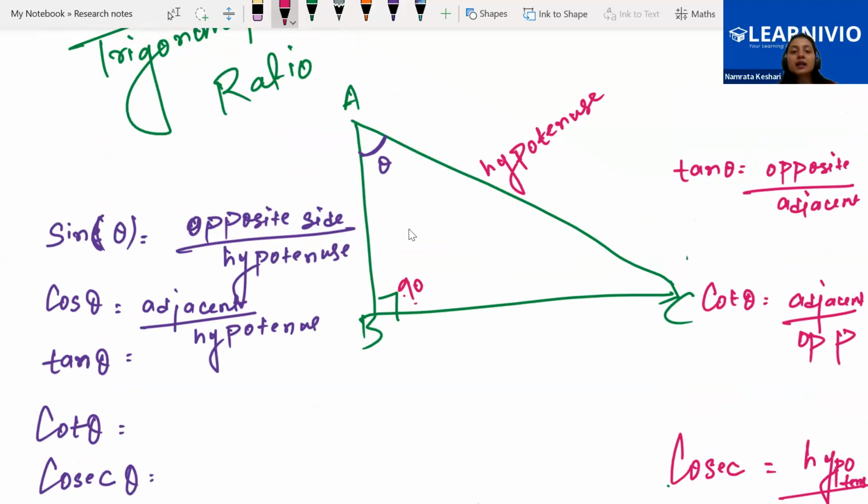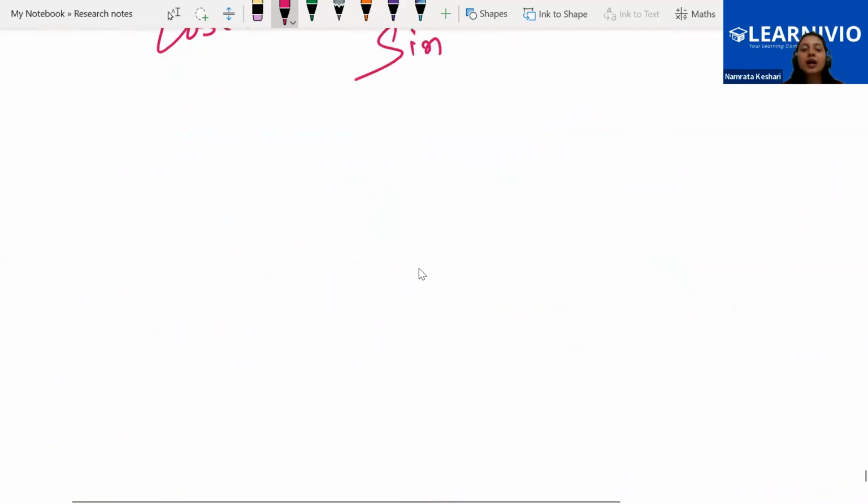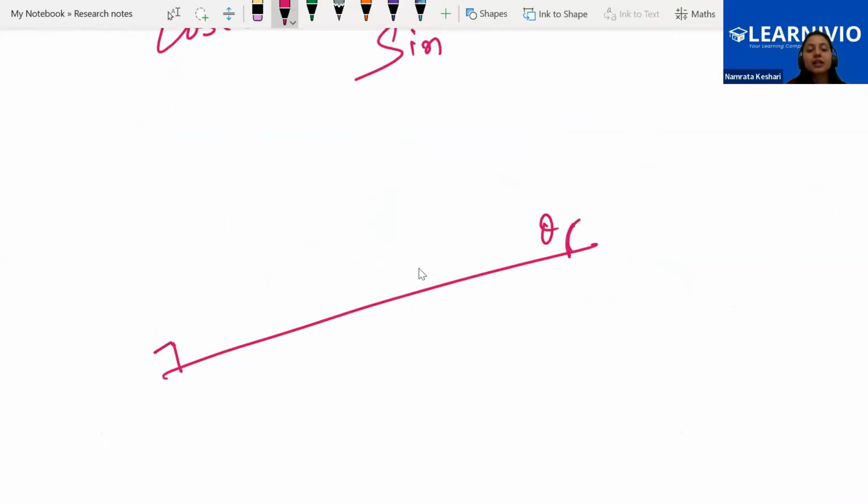So if angle theta or angle A is mentioned, then the side opposite to that will be the opposite side. If we are taking angle A, that means the opposite side will be BC. And the adjacent side is the side where you have the angle and also the 90 degrees. Either learn it this way, or learn it like this: this is opposite, this is hypotenuse, the remaining one is the adjacent side.